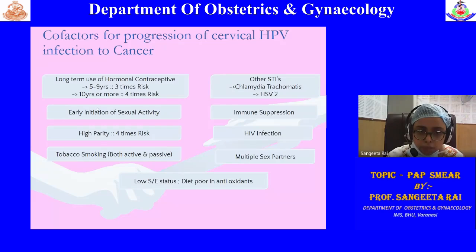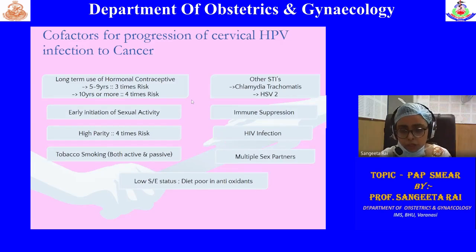Early initiation of sexual activity, high parity, which carries 4 times risk, tobacco smoking, chronic sexually transmitted infections, chlamydia trachomatis being one of the most common, and herpes simplex virus 2 infection. HIV infection, we all know, causes immunosuppression. Multiple sex partners and lower socioeconomic status are also risk factors. These all cause progression of cervical cancer and persistent HPV infection. So whenever a patient comes, you have to ask about all these things. The history is very important because it will help you do the proper investigations and management nicely.